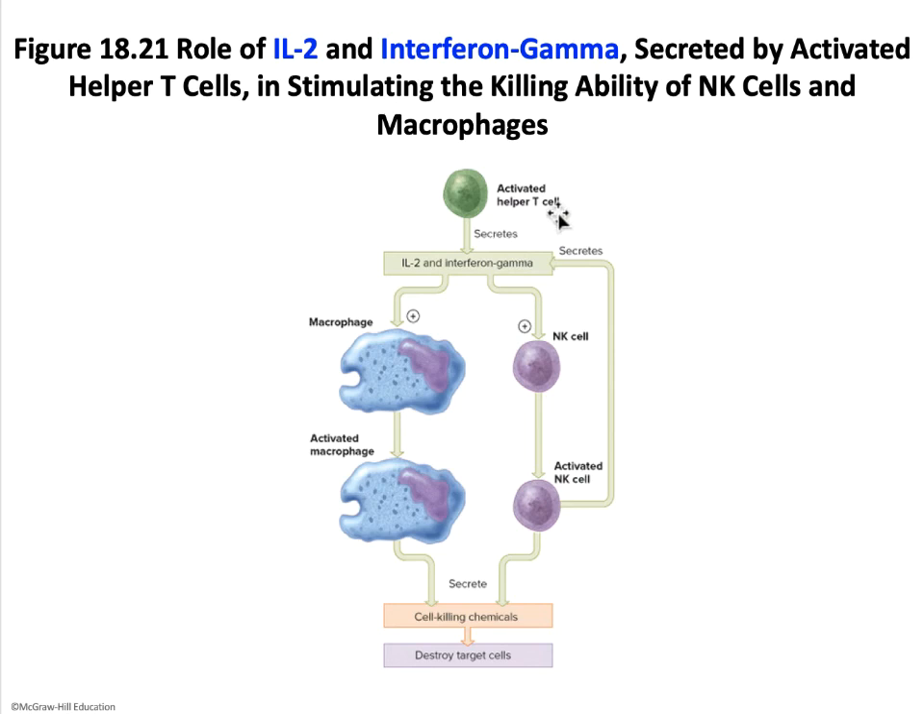So activated helper T cells, once they have become activated, are then equipped to secrete both these substances. And their secretion, depending on the vicinity, will either activate macrophages, which will then go around delivering cell-killing chemicals, or they will interact directly with natural killer cells, activating them to then do the same.